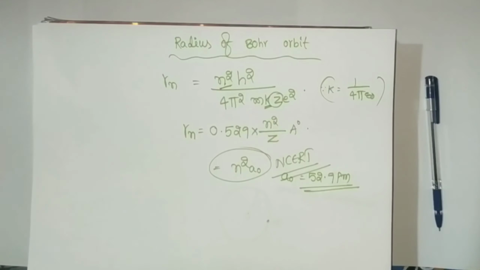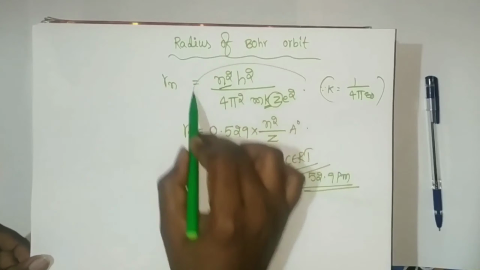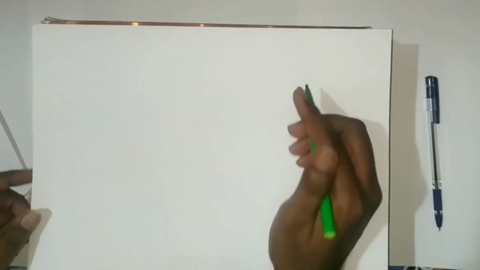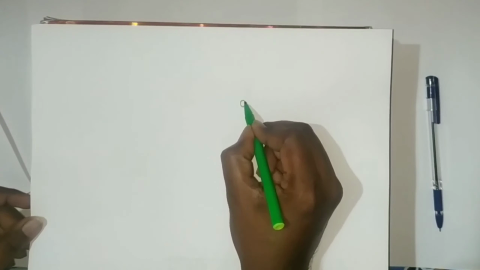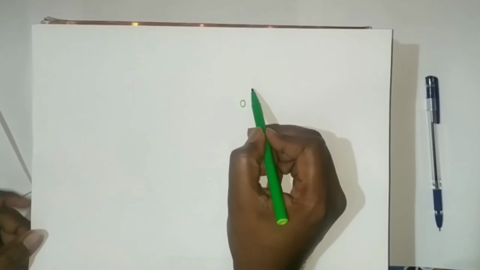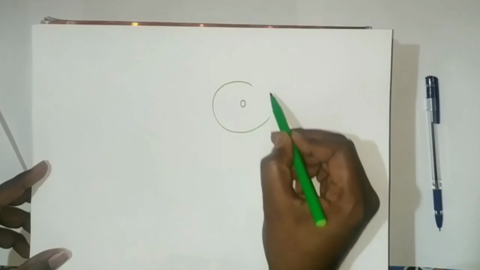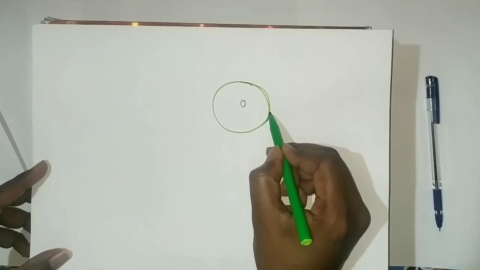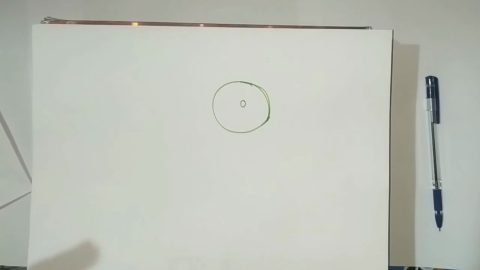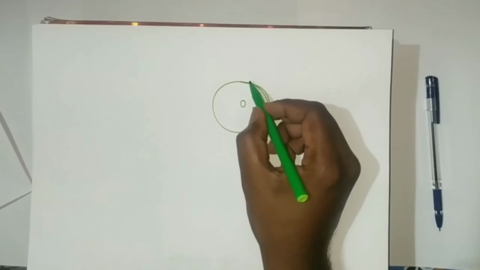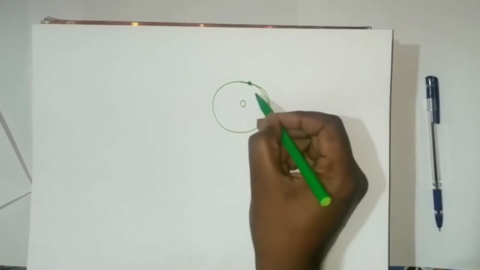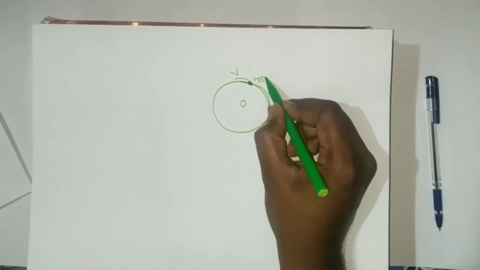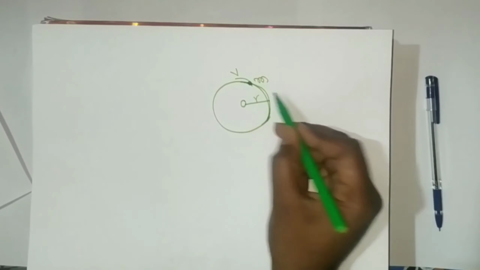Now we are going to derive this formula. How can we get the formula from the Bohr atomic model? We know that the nucleus is there in an atom. Around this nucleus, the electron is revolving in a circular path, one particular path. That path is called an orbit or shell, having fixed energy. Here the electron is revolving around the nucleus with velocity v and mass m, and the radius is r.